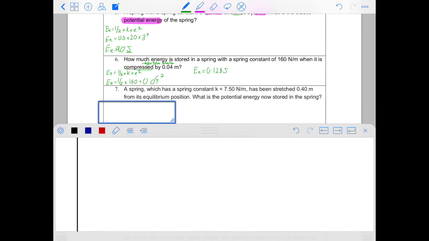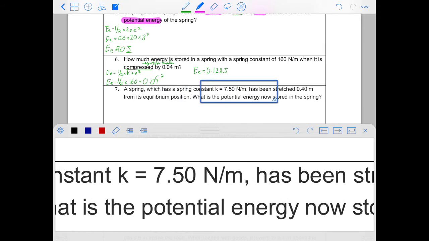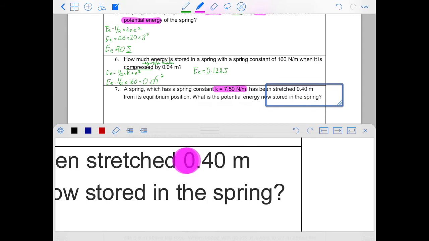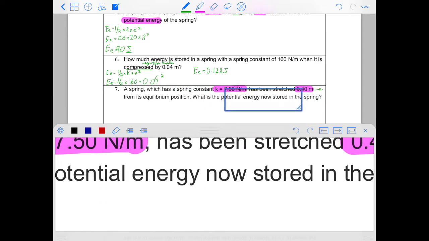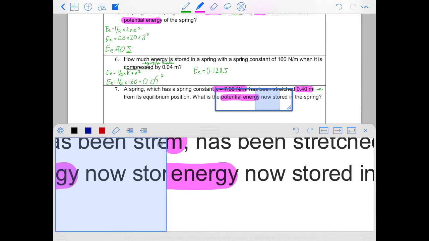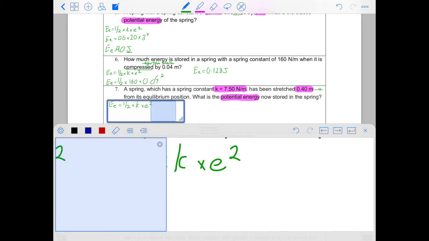So, a spring with a spring constant, K, this one gives it to you nice and easy. K, 0.75, stretched, so we know this is our extension. What is the potential energy now stored in the spring? So it's changing the wording a little bit, but it's still asking the exact same thing. The potential energy stored in the spring, so we know it's our elastic potential energy, and we know that's 1/2 times our spring constant times our extension squared.